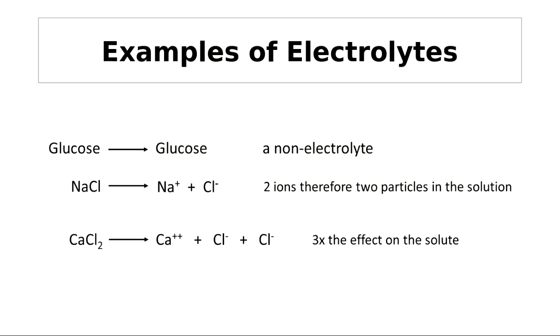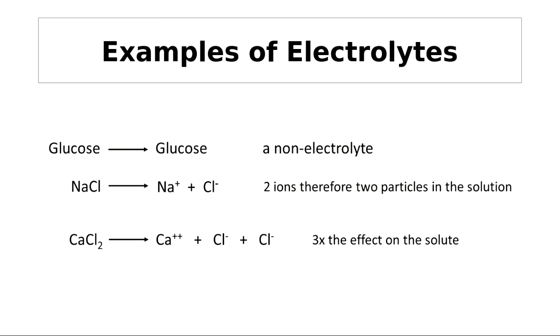Now I have a couple of examples here. Glucose is a non-electrolyte. Glucose forms a crystalline structure, which we call like sugar. And when you dissolve sugar in water, the glucose molecules just come apart from the crystalline form, and it's still glucose molecules floating around. So they do not come apart in water. They are non-electrolytes. They do not form ions.